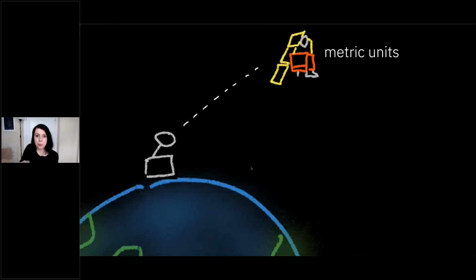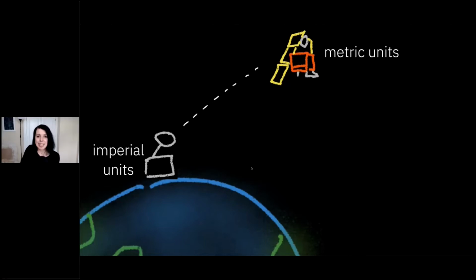The space part of it used metric units. The ground part of it used imperial units. And the numbers were close enough that nobody spotted the error until they were just wrong enough that the spaceship crashed into Mars.